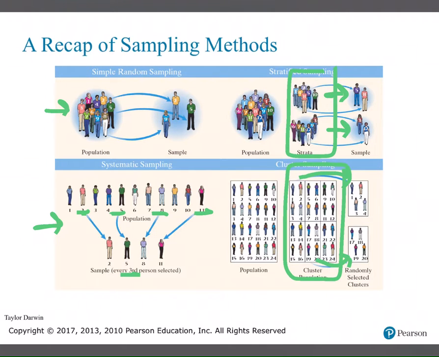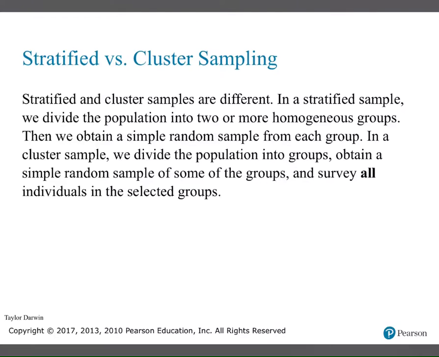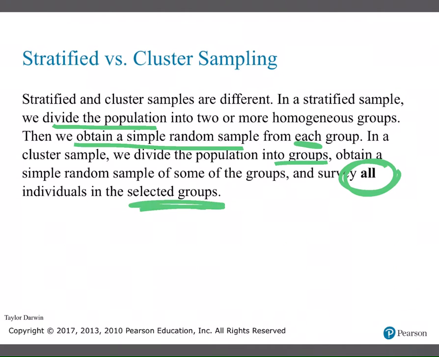Once again, stratified and cluster are different. In a strata, we divide the population into 2 or more groups. So we divide first, and then we obtain a simple random sample from each group. That's the main thing, each. In a cluster, we divide the population into groups. So same thing, dividing into groups. And then we take a random sample and survey all the people in selected groups.